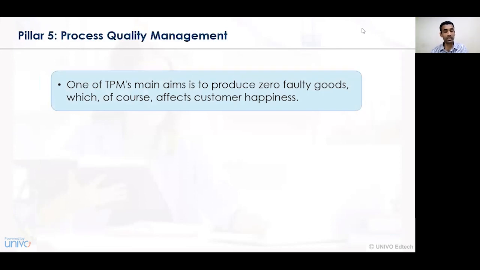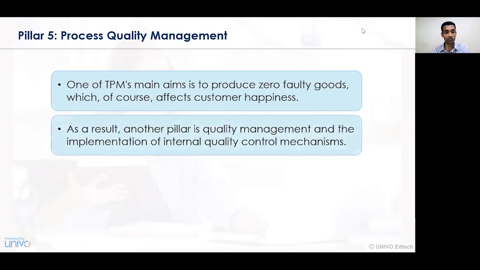So one of the TPM's main aims is to produce zero faulty goods, which of course affects customer happiness. Process quality management focuses on providing better quality products to the customers. And when the customer receives goods of a qualitative nature, it ultimately increases their satisfaction level and they are happier about the product that has been delivered. Ultimately, producing goods which are less faulty and more qualitative is the concept of process quality management.